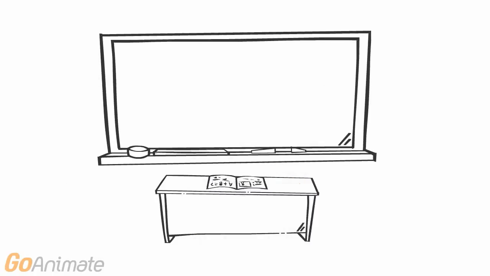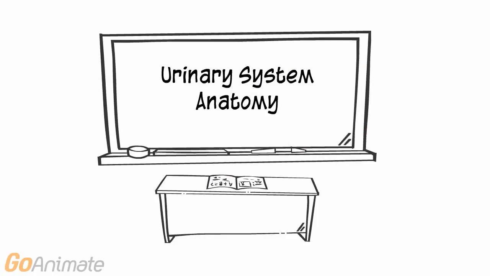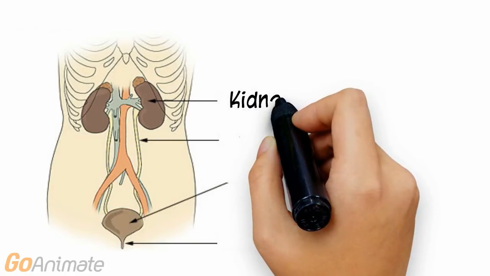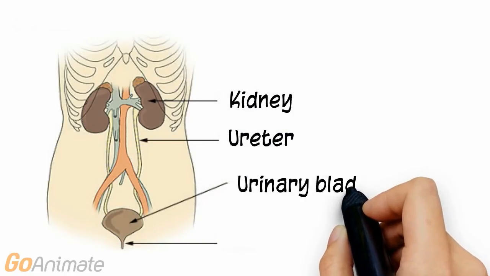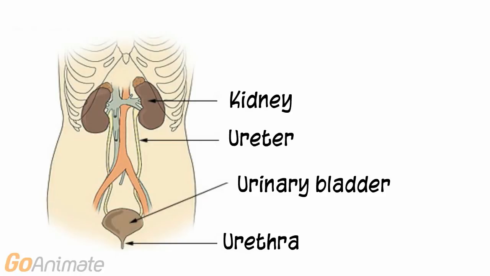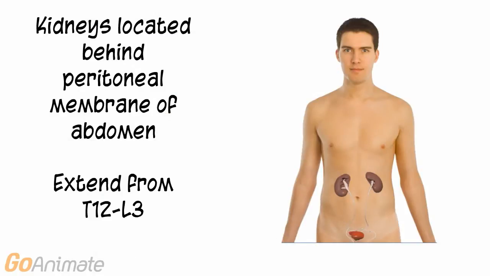Let's learn about the anatomy of the urinary system. The urinary system consists of the kidneys, ureters, urinary bladder, and urethra. The kidneys are located behind the peritoneal membrane of the abdomen and extend from about T12 to L3.